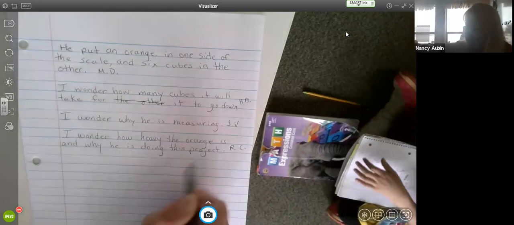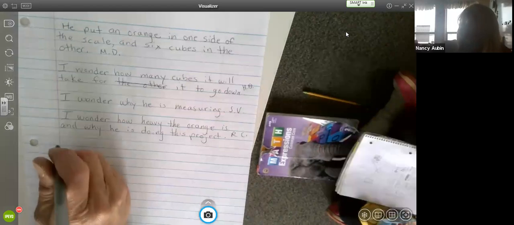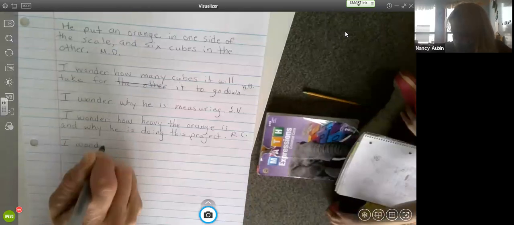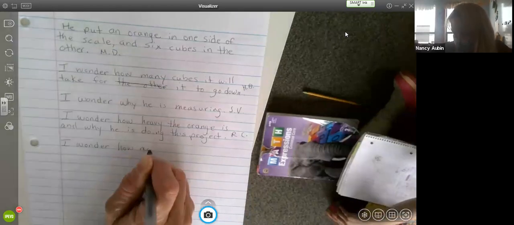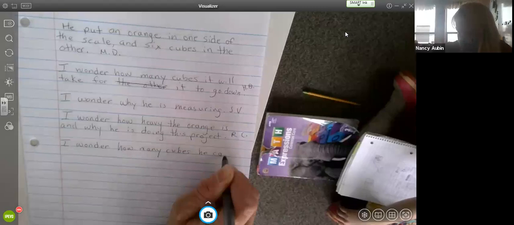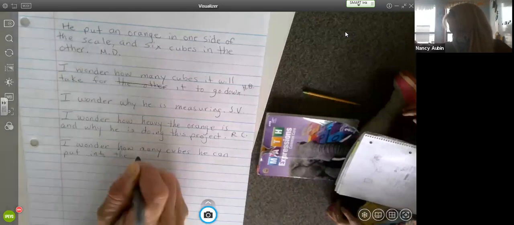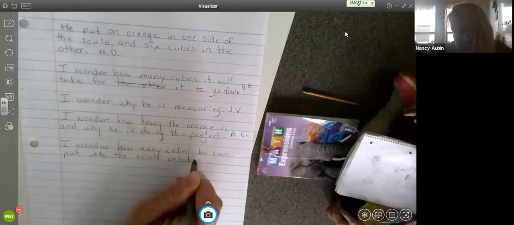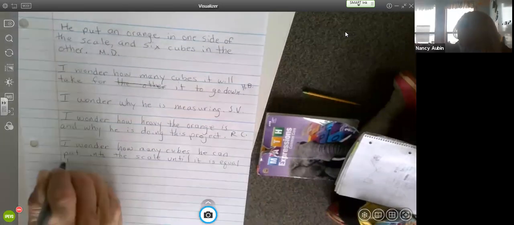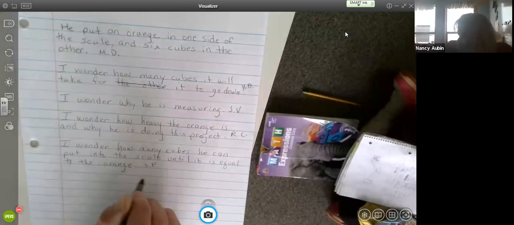All right, Sunny Poe. I wonder how many cubes can he put into the cup until it will be equal to the orange? I wonder how many cubes he can put into the scale until it is equal to the orange. So if you have nothing written, here's some great thoughts you could borrow.